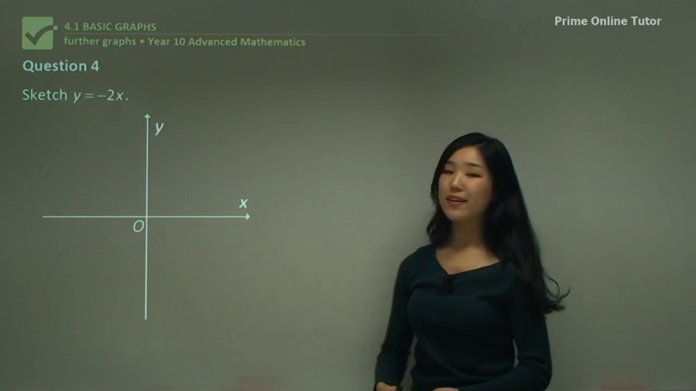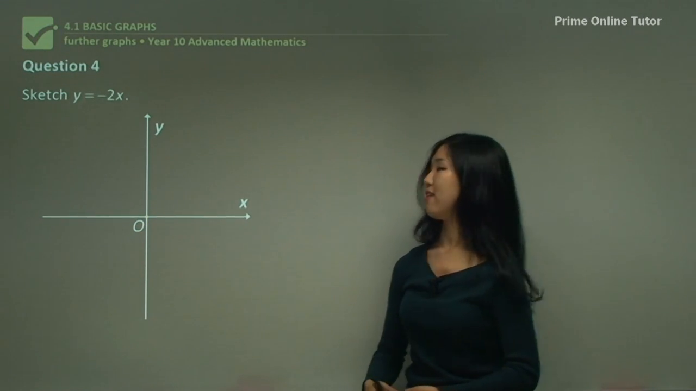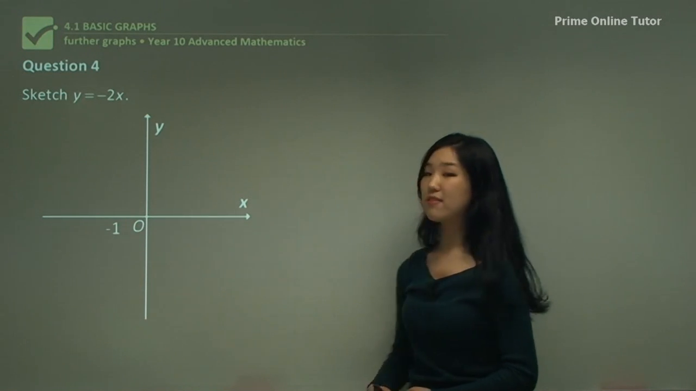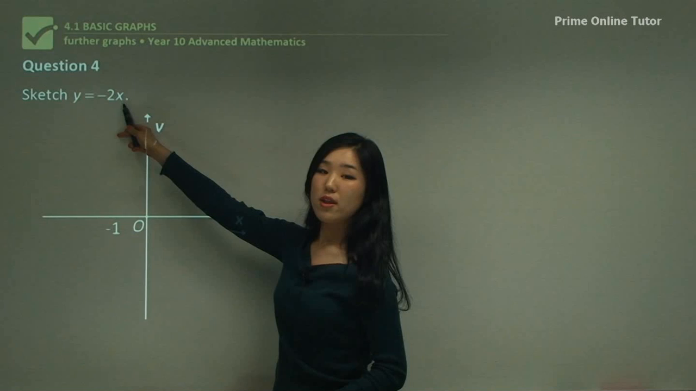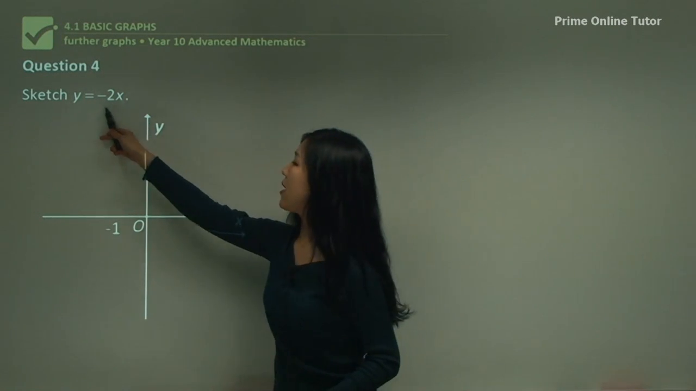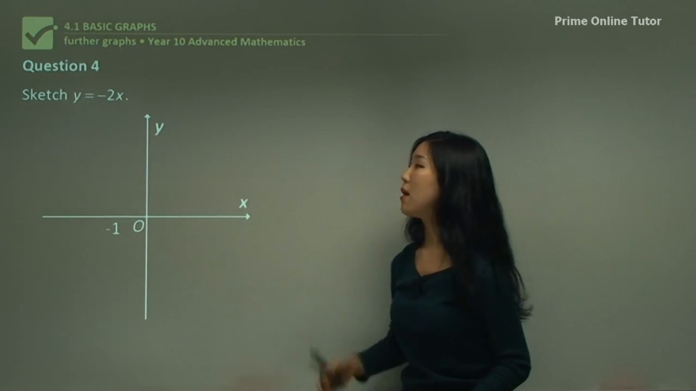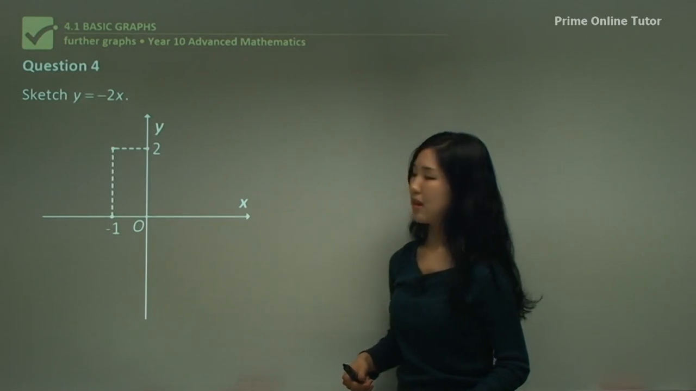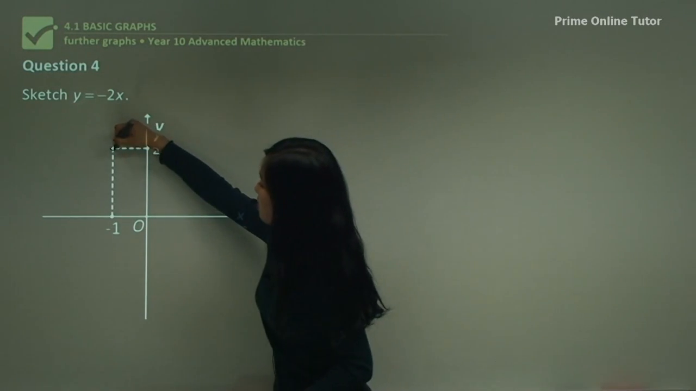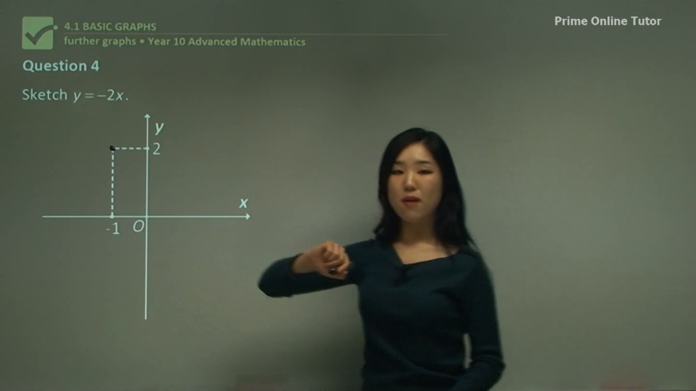Question 4, y equals negative 2x. So if x is negative 1, again I'm just going to use negative 1. Sub in negative 1 there to find the y. So minus 2 times negative 1 is positive 2, isn't it? So I'm going to plot 2. And that's going to be the point. So this point, that's what the line is going to pass through.